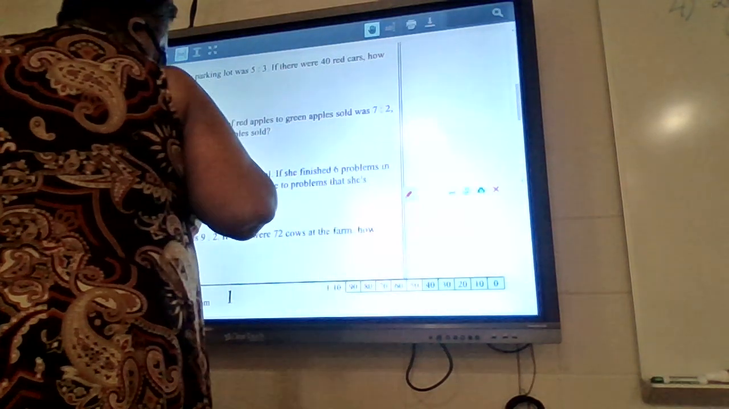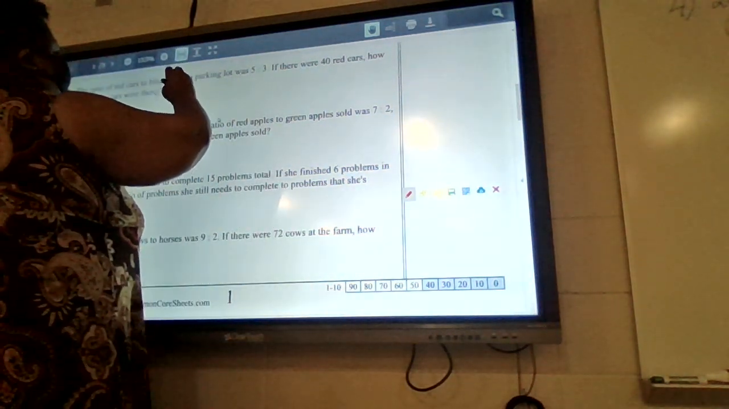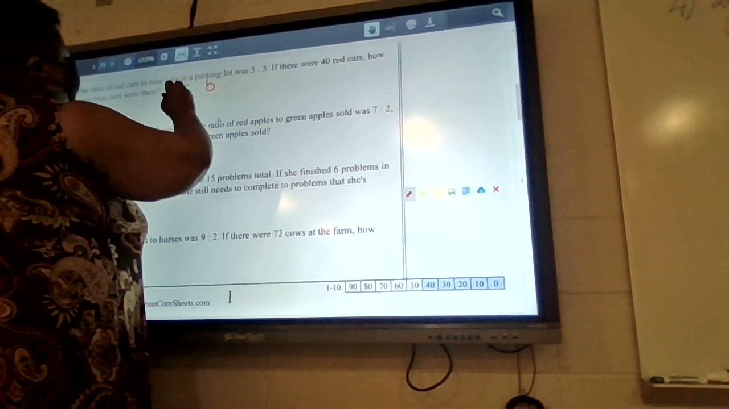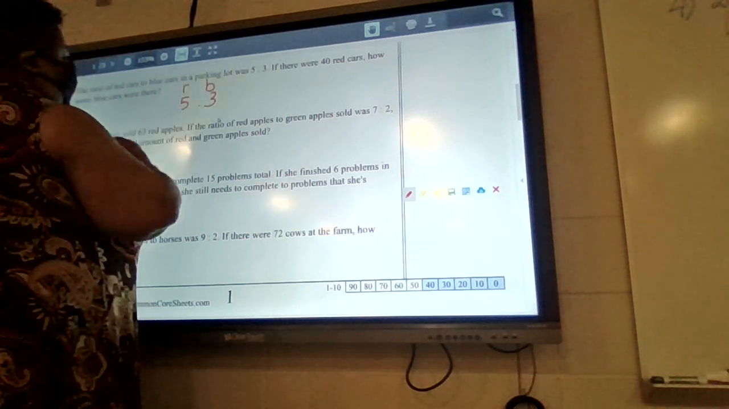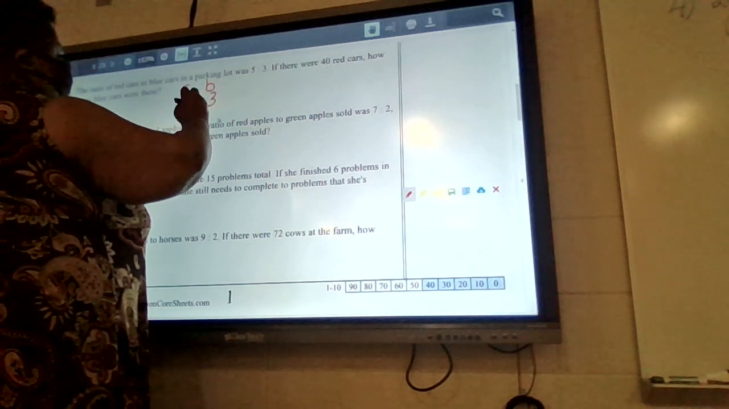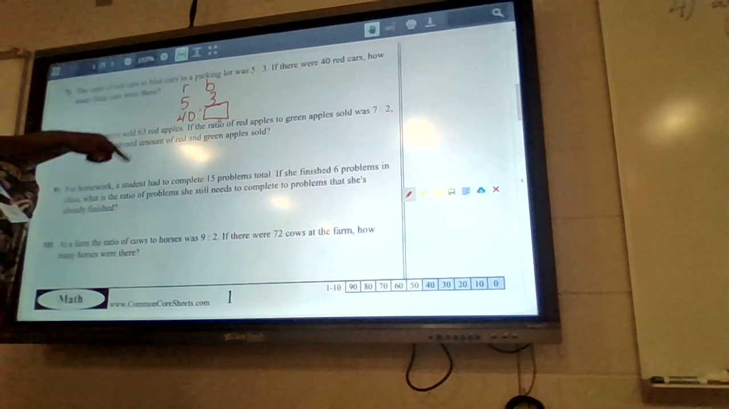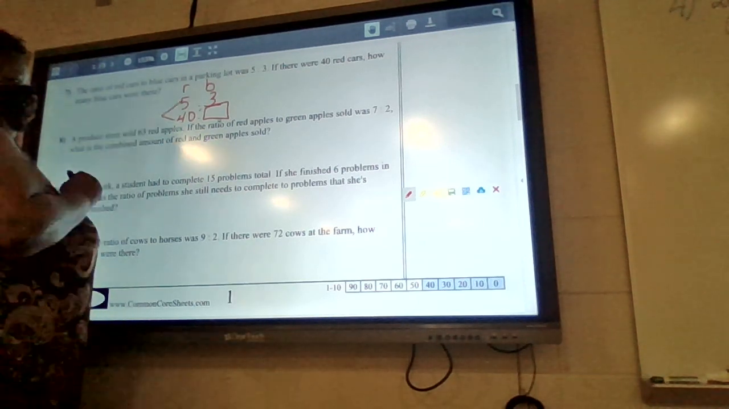Okay, the ratio of red cars to blue cars in a parking lot was 5 to 3. If there were 40 red cars, how many blue cars were there? So this is 5 times what?